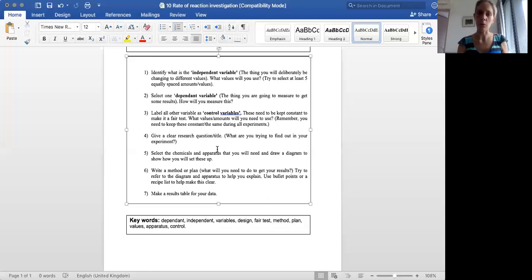What I'm expecting to see at the end of this, guys, at the end of this lesson, is a little table with this is my independent variable, this is my dependent variable, and these are my control variables for my experiment, and this is my research question.